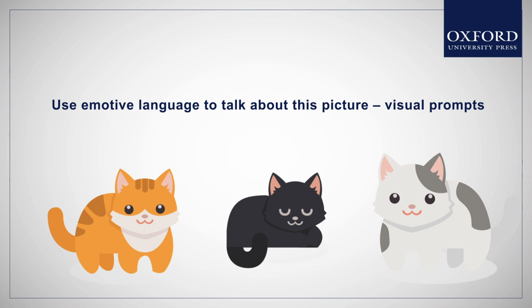So here, for example, we've got a really heartwarming visual with these innocent kittens. You could ask the students to describe the kittens and use emotive language to do so. Are they looking sad, helpless, powerless, innocent? Are they looking lost and confused? Are they hungry? Are they looking for food? Are they looking for their mom or their dad?